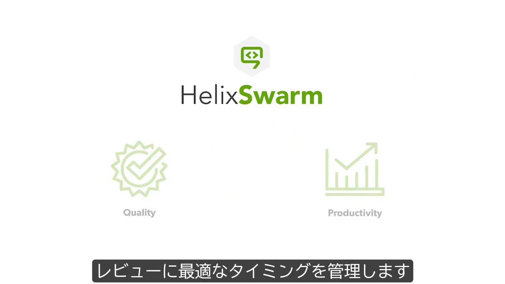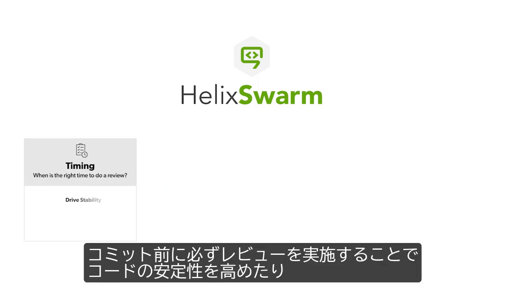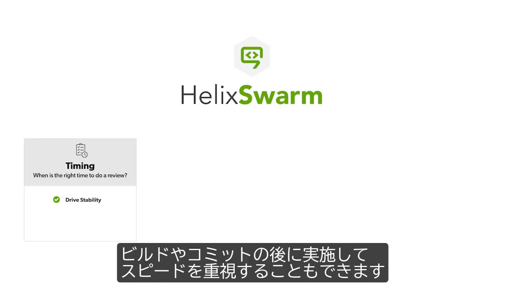With Swarm, you can manage timing. When is the right time to do a review? Drive stability by enforcing a review before code is built or committed. Or make your code line move faster by allowing reviews after builds and commits.